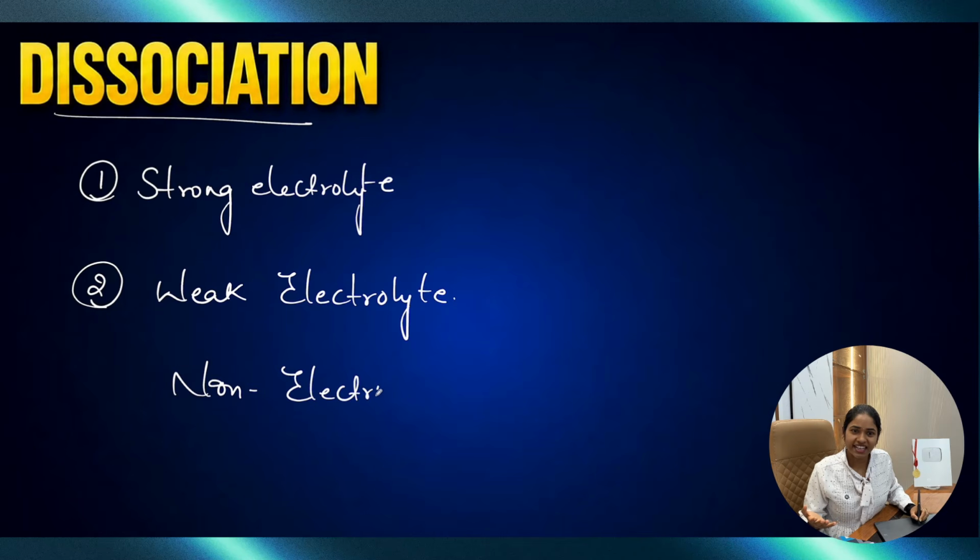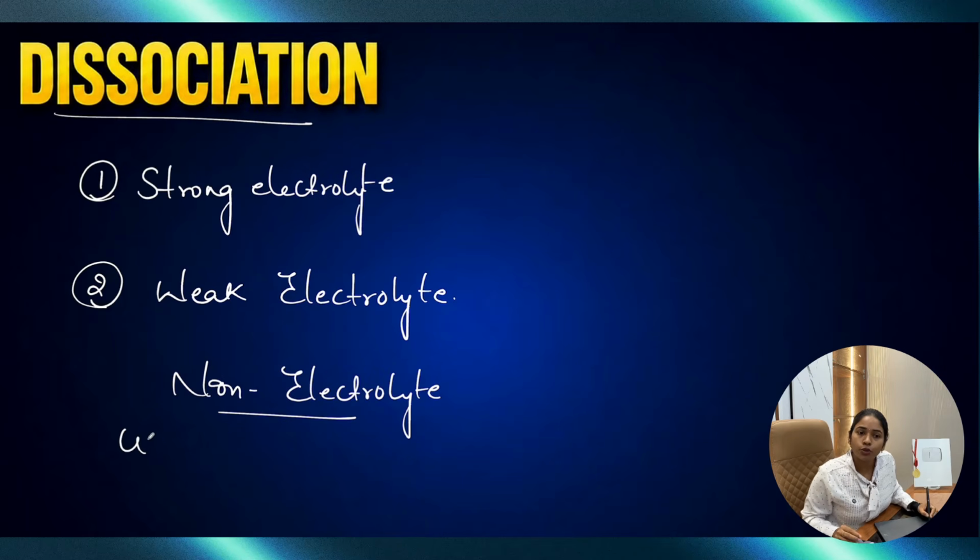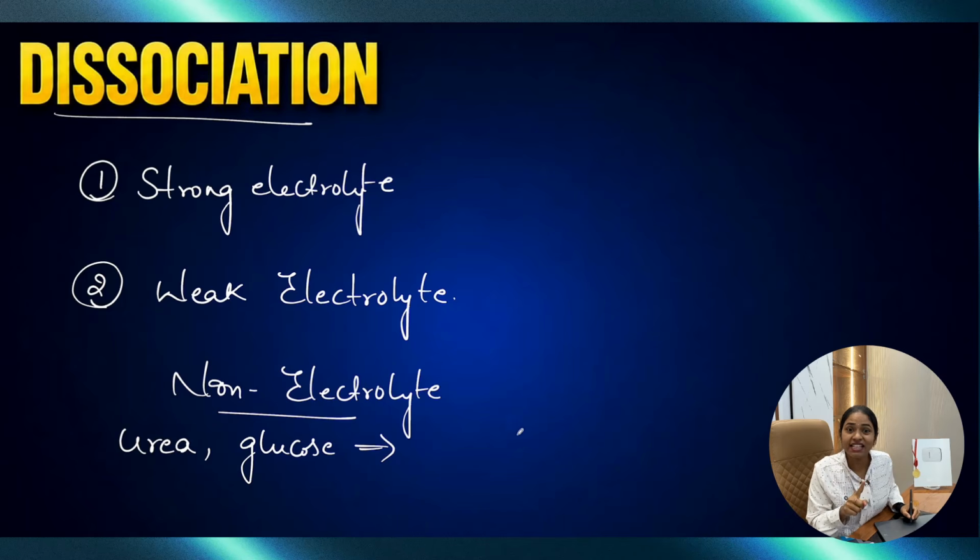Non-electrolyte. Okay, students, is it clear? Non-electrolyte means it doesn't undergo any association or any dissociation. Let me give you examples. Urea, glucose, fructose, sucrose, all these are non-electrolytes. In this case, alpha is 0. Very, very important. Alpha 0 means it doesn't undergo any association or any dissociation.